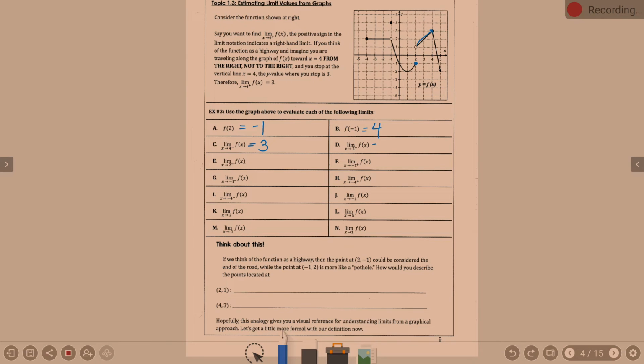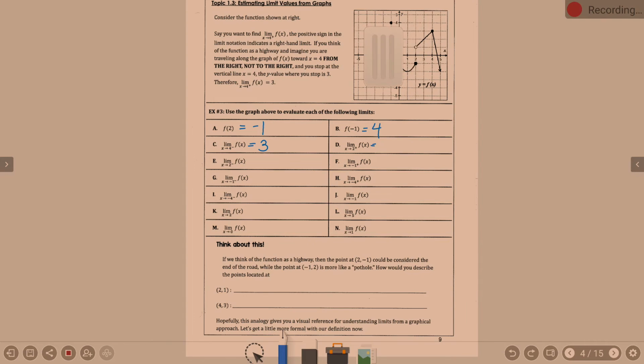Stop me if you don't like an answer. Okay, we can't go all the way to the left or we're just wasting a bunch of time. If we go all the way to the left, we have to trace here, jump here. I just want to know at 4. That's all I care about.